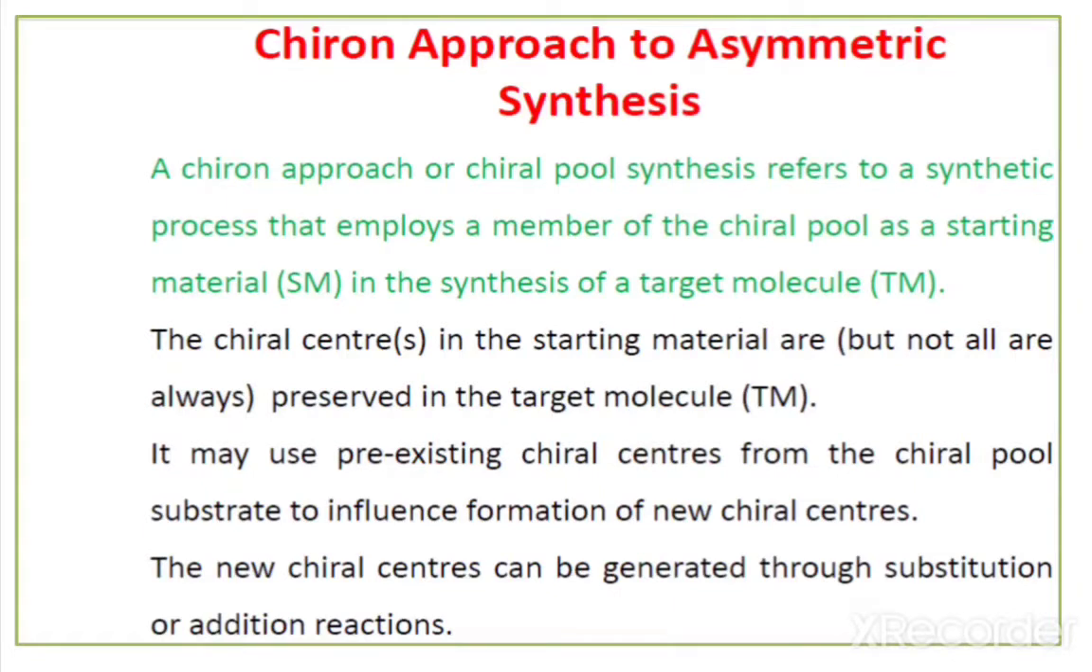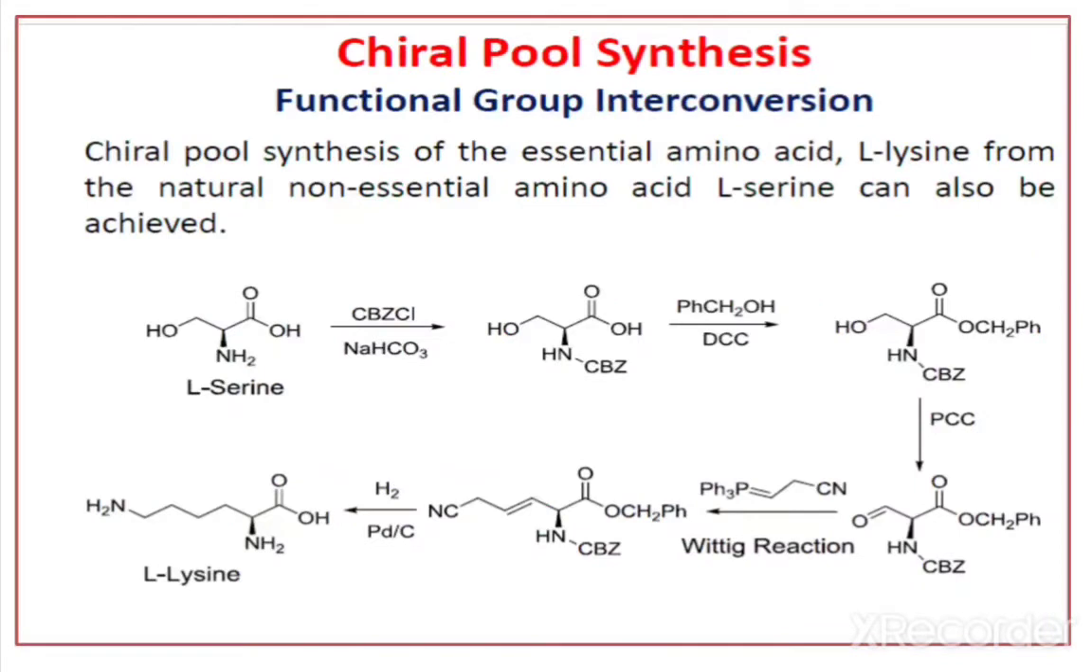The new chiral centers may be generated by a substitution or an addition reaction. Here the chiral centers in the starting material are preserved in the target molecule, and the new chiral centers can be obtained by substitution or addition reaction. Next, the chiral pool synthesis may also be achieved by functional group interconversion. The chiral pool synthesis of essential amino acids, the best example being L-lysine from the natural non-essential amino acid L-serine, can also be achieved.